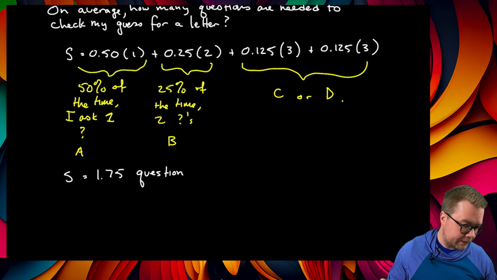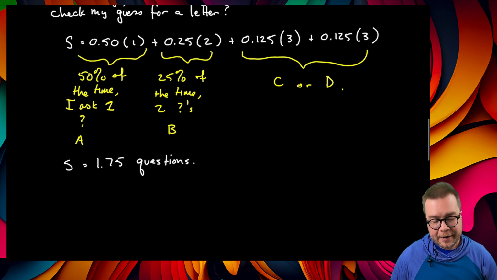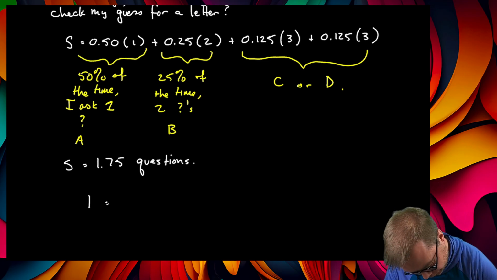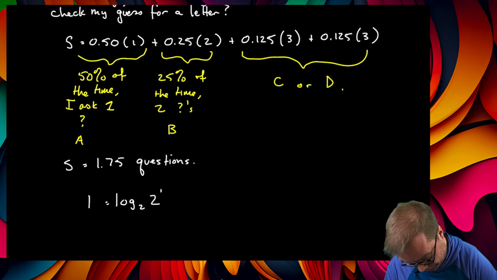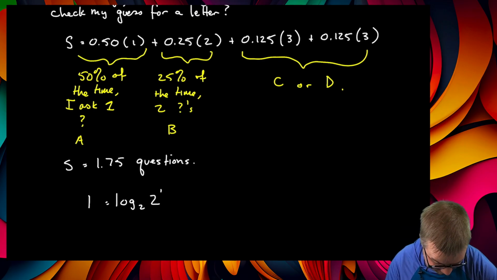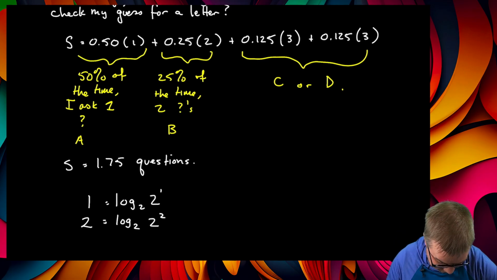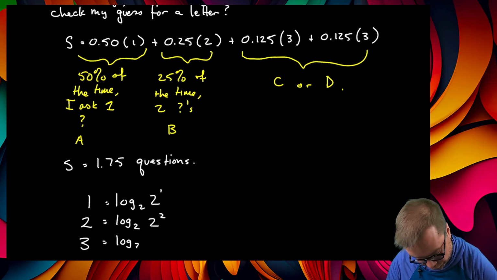All right, so that's just how many questions I need to ask on average. And notice for each of these steps, for the first one, we had to ask one question. One question is basically equal to the log base 2 of 2. And that's, well, we'll just leave it like that. 2 questions is equal to the log base 2 of 4, let's write it 2 squared. And 3 questions can be written as log base 2 of 8, 2 cubed.